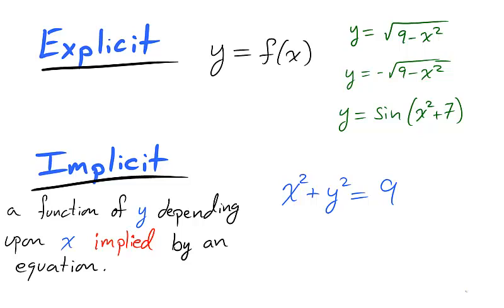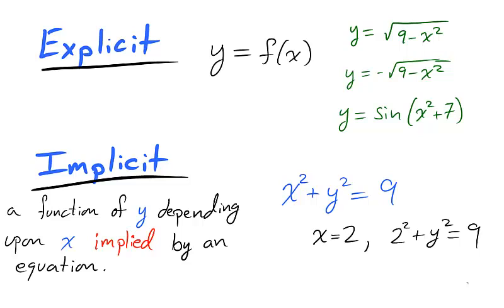Take our equation of the circle, x squared plus y squared equals 9. We've seen four functions which have been implicitly described by this equation. Explicit, as in for a given x, the value of y is clearly understood. Implicit, as in for an x value, the y value is implied. You need to solve another equation in order to find what y is.